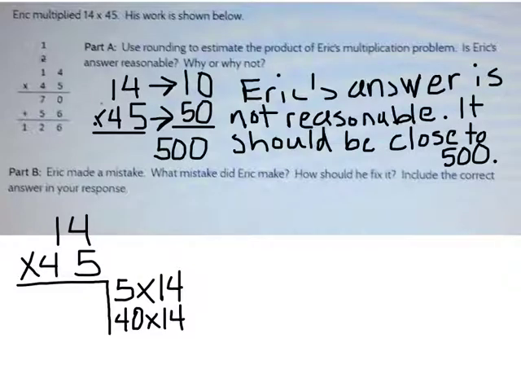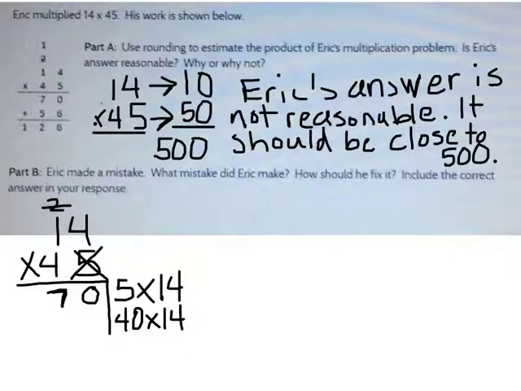Let's start with 5 times 14. What's 5 times 4? It's 20. That's 0 ones and 2 tens. I'll carry my 2. What's 5 times 1? It's 5. Plus 2 more is 7. Now I'm finished with my 5, so I'll cross it out, and I'll cross out my 2.